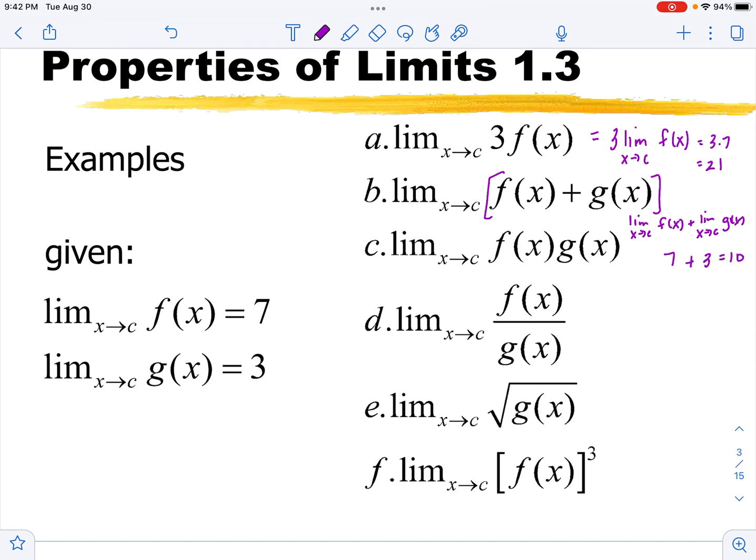The same works with multiplication and division. I don't have a whole lot of room here, but we're going to say the limit as x goes to c of f of x times the limit as x goes to c of g of x. Again, you're pulling them apart, which gives you these two pieces just multiplied together. So this would be 3 times 7, which is also 21. Now, the next one is division. The idea is still the same.